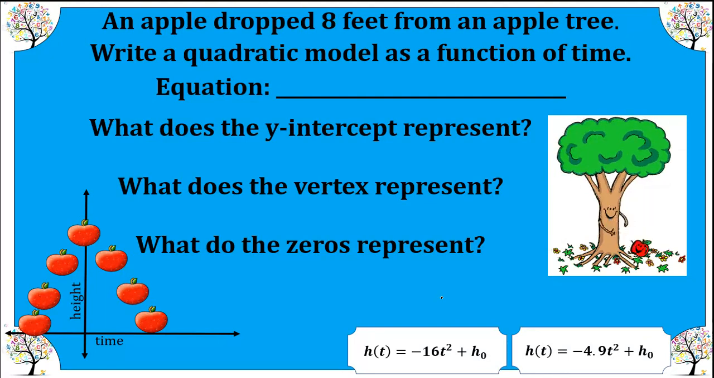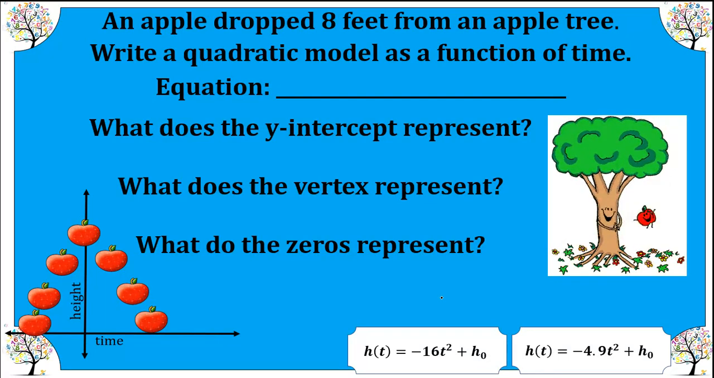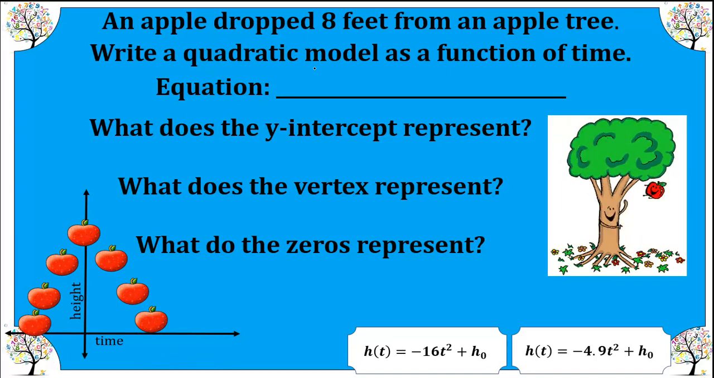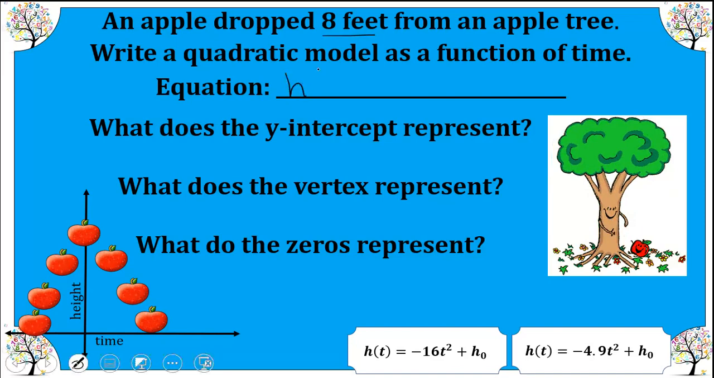Now, because it was just dropped and it was not thrown or launched, there is no velocity. And we're going to use the negative 16 because we're talking about feet. So the height with respect to time is going to be negative 16 times t squared plus 8. So we have no linear term.